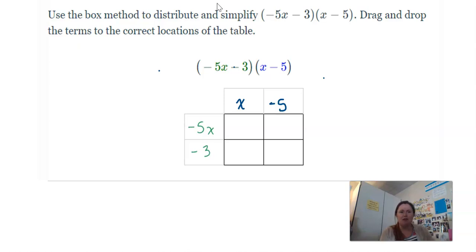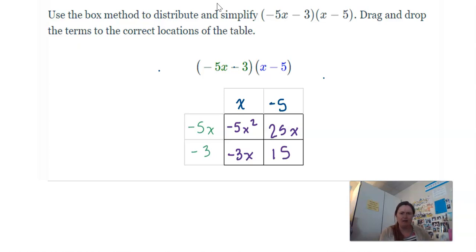So when I multiply negative 5x times x, that gives me negative 5x to the power of 2. And I'm going to do negative 5x times negative 5, which is going to be positive 25x. Negative 3 times x is negative 3x. And then negative 3 times negative 5 is positive 15. So once you've done that, you're going to hit try. And then if you did it right, it'll let you move on and combine like terms for the final step.